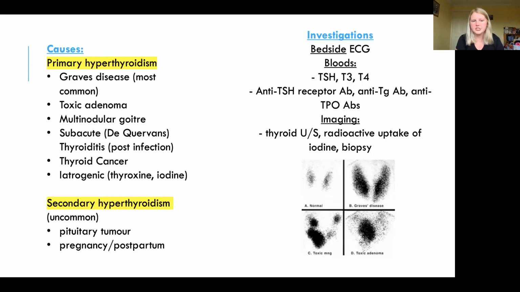In terms of imaging for a mass in the thyroid, this is something that can come up. So thinking about your methods of testing in terms of an ultrasound, the radioactive uptake, a fine needle aspirate, or just a biopsy itself, because this doesn't always detect the problem.